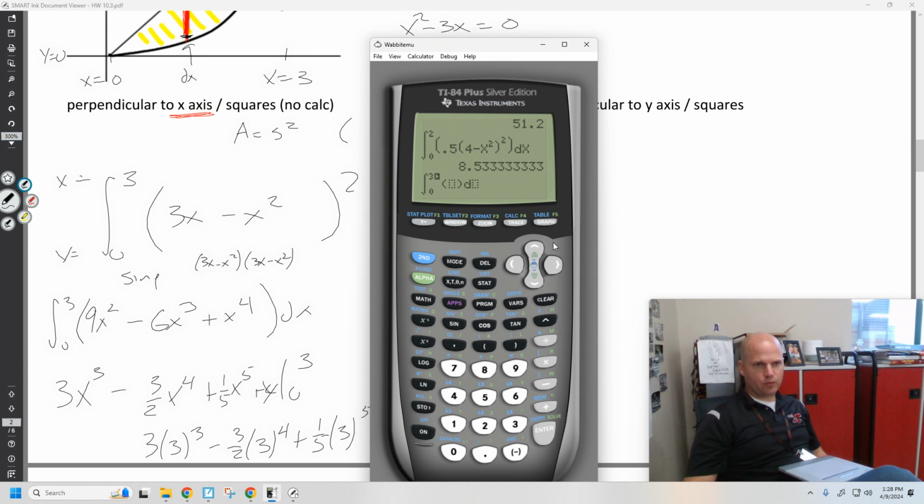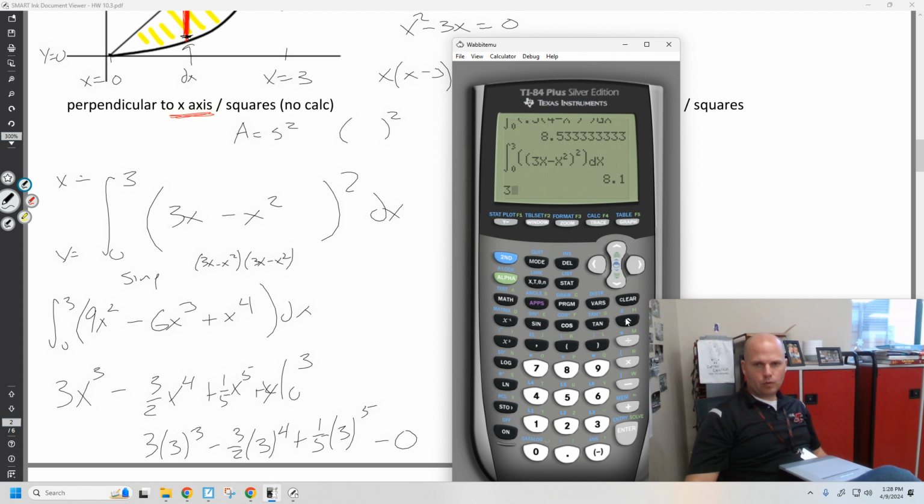Again, if you've never typed this in before, you're not going to get it right. You need an extra set of parentheses, 3x minus x squared. Too many people put the squares on the outside. It's not going to work. You get that? 3 cubed times 3, so that's 3 to the fourth, really. Minus 3 to the fourth times 3/2. That's where all that stuff goes. Plus 3 to the fifth over 5. I feel like this is not going to work out, but it does.